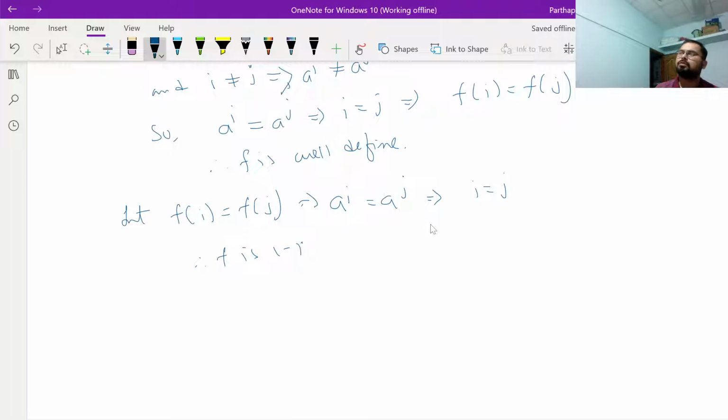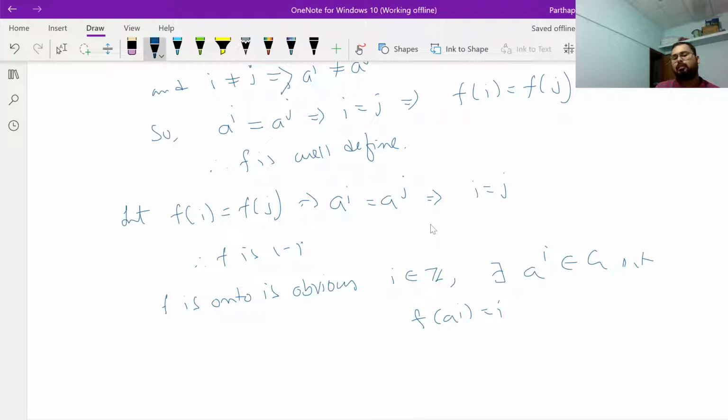Now we will check f is onto, and this is obvious. f is onto is obvious. Why? Because if you consider any integer i, then there exists a to the power i belonging to G such that f of a to the power i will be i. So therefore for any integer i, there exists an element a to the power i belonging to G such that f of a to the power i is equal to i. So therefore f is onto.